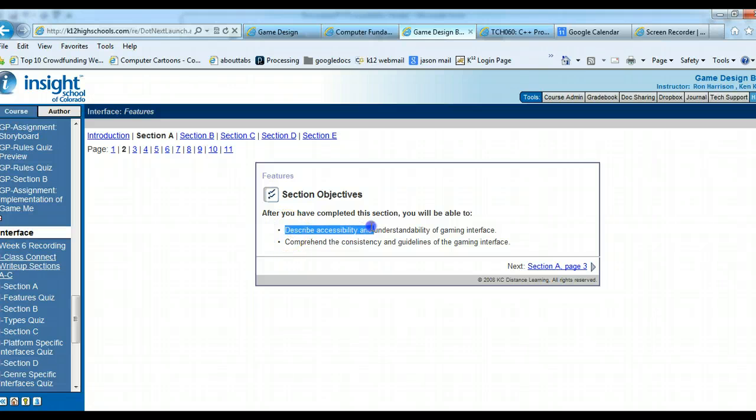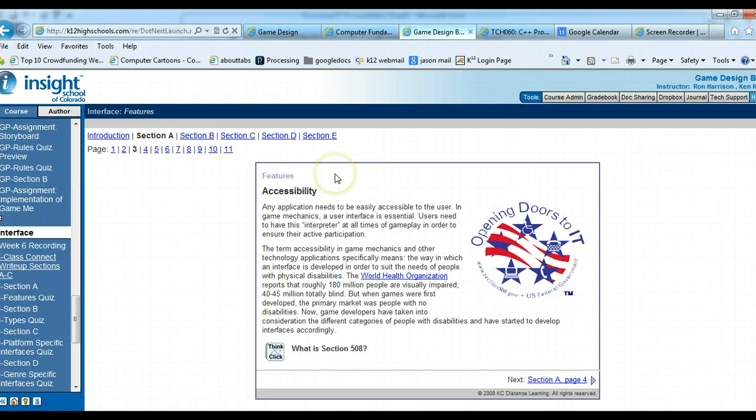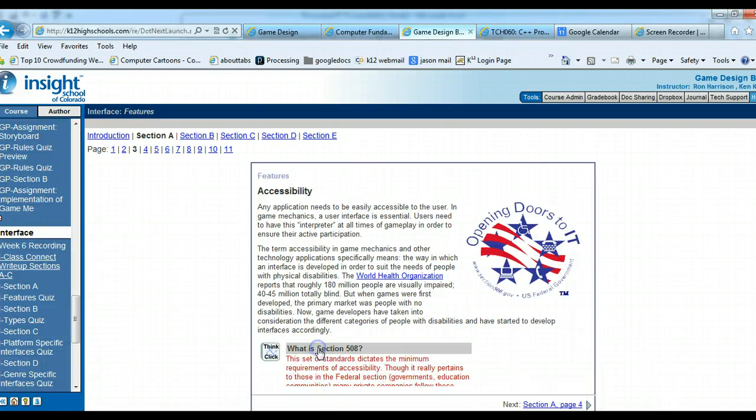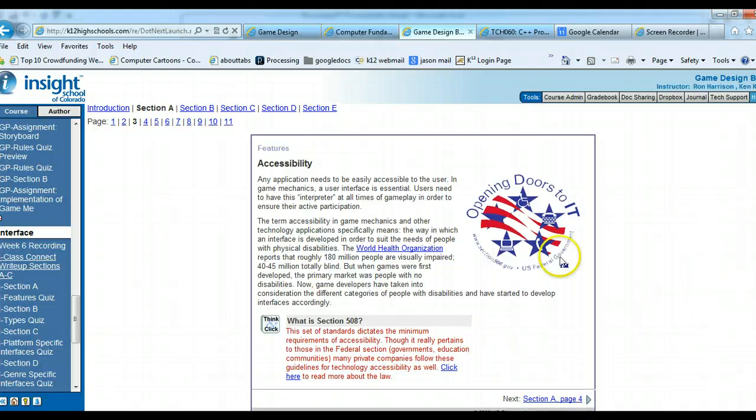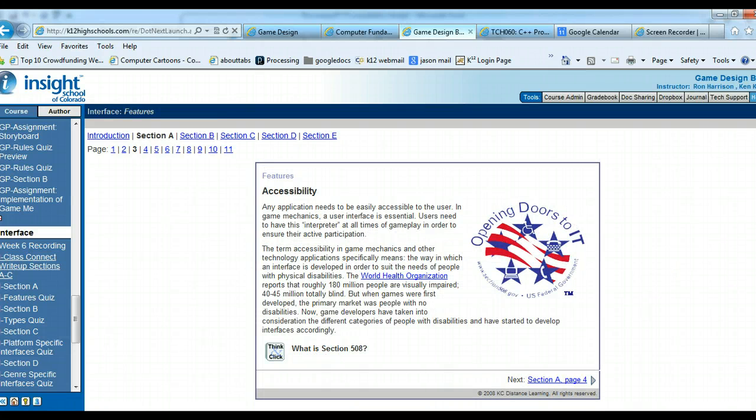In this section, we're going to describe accessibility and understandability of interfaces and look at consistency and guidelines in gaming interfaces. So accessibility is the ability of somebody to get to something or use something. And of course, with Section 508, which is the disabilities law, it's important that things are accessible to everyone. Now, there's no law that says games have to be accessible to everyone, but the more accessible games are to people, then obviously the more usage you're going to have. But of course, the more work it takes to create those games.